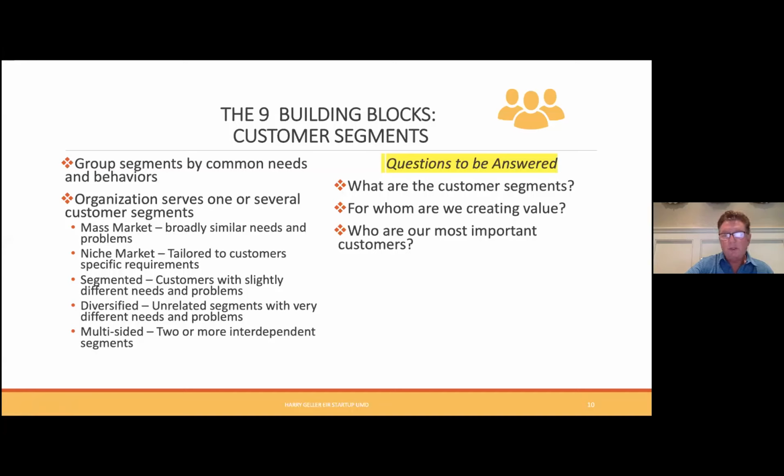So questions that you want to answer with customer segments: What are the customer segments? For whom are we creating value? And who are our most important customers?